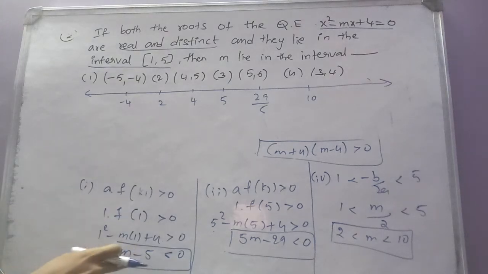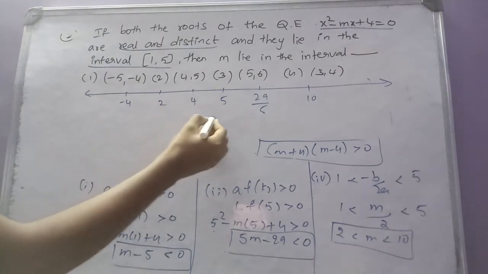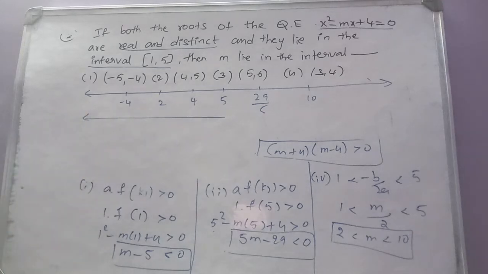Now, the first condition says that m is less than 5, right? m is less than 5. The second condition says that m is less than 29 by 5.